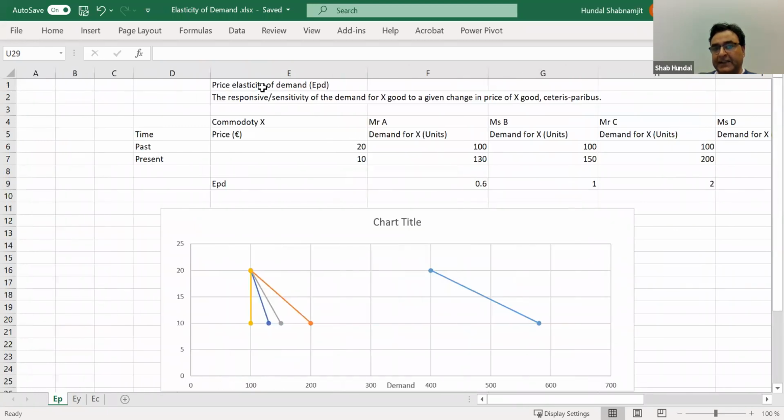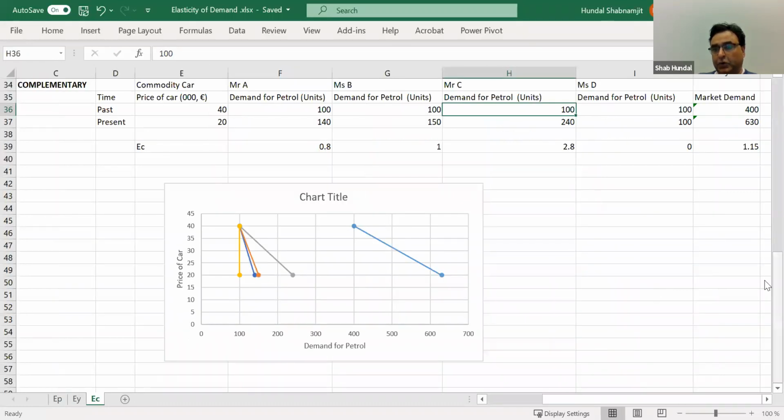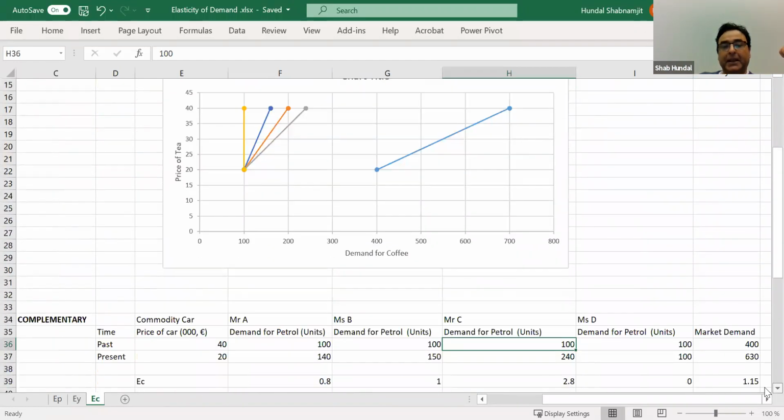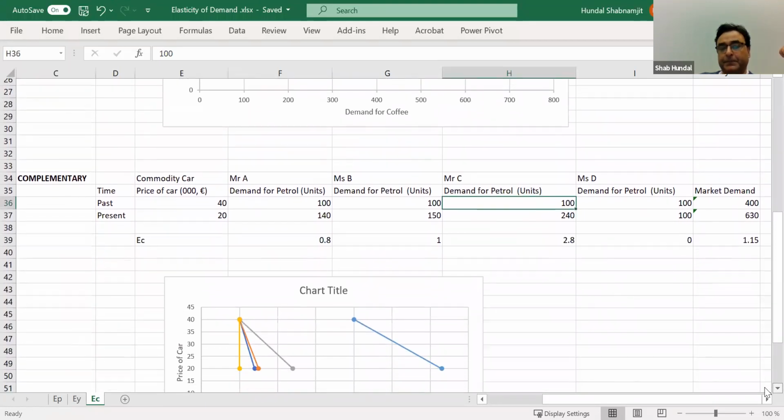I'm not studying price elasticity of demand here. I'm studying cross elasticity of demand. Cross means when the price of X changes, that has a knock-on impact on the demand of Y. So the goods are related. Like tea and coffee are related. Automobile and petrol are related.